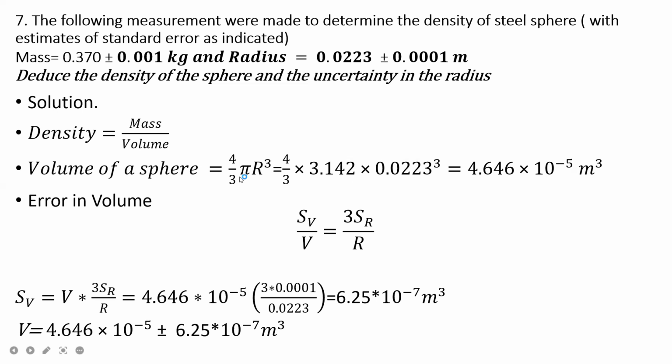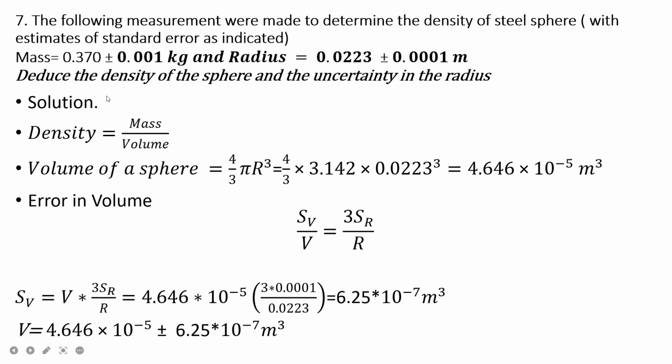Now, for the error, we see that 4/3 is a constant and pi is a constant. So the error in the volume is S subscript V divided by the volume itself, equals 3 SR divided by R. The reason we have 3 here is because our radius is being cubed. On making S subscript V the subject of the formula, we multiply V by the fractional error in the radius. On doing that, we see that our error in volume is 10 to the power minus 7 meter cubed. The volume is then the actual volume plus or minus the error we got there.